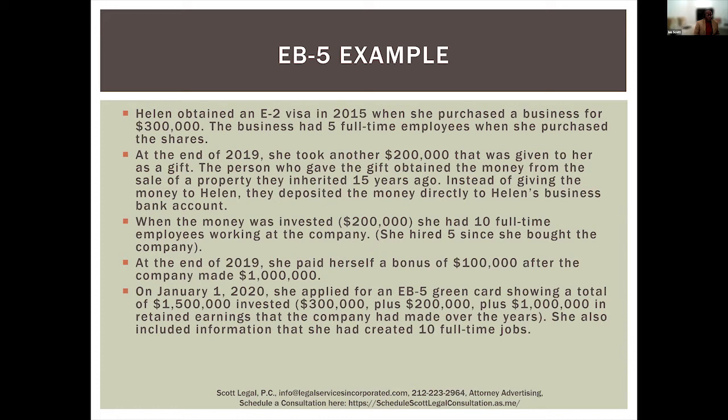At the end of 2019, she paid herself a bonus of $100,000 after the company made $1 million. And then on January 1st, 2020, she applied for the EB-5 program, showing a total investment of 1.5 million, which was the $300,000 that she initially invested, the $200,000 that she got as a gift, and then the $1 million that the company made. So on her application, she said she's invested that amount. She also said that she created the 10 full-time jobs already.